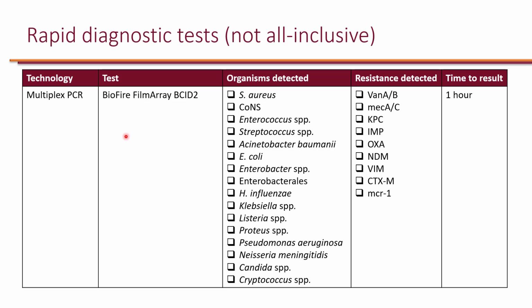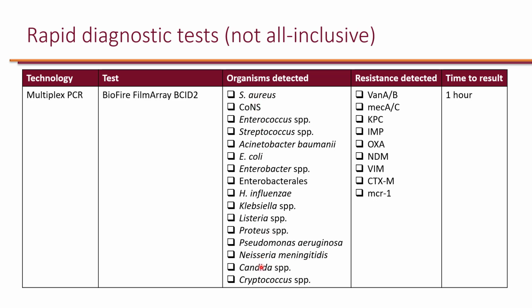Now, when it comes to genotypes and testing for genes, we have rapid diagnostic tests, sometimes called molecular tests. Some of the common ones are the PCR tests, so multiplex PCR. There are different tests out there. One example is the BioFire FilmArray BCID2. This test, developed in recent times, can detect any of these organisms listed here. These are the ones commonly encountered in clinical practice and are problematic, so it's good to identify these rapidly.